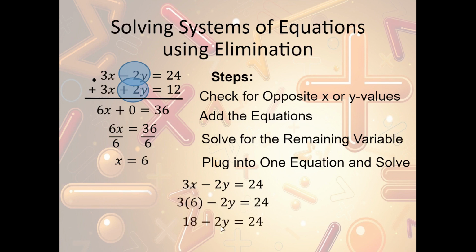So we get 18 minus 2y is equal to 24. We need to get rid of this 18, so we're going to subtract 18 to get rid of that. And we're left with -2y is equal to 24 minus 18, which is 6. We'll divide both sides by -2, and we get y is equal to -3.